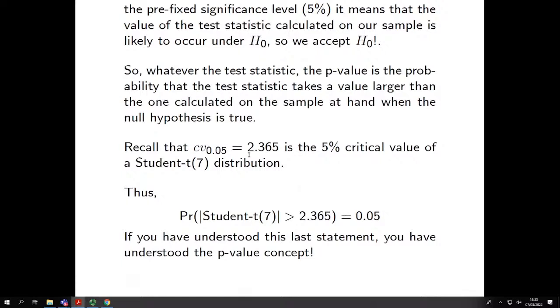For instance, just as an exercise, recall that the critical value in a student t with 7 degrees of freedom is 2.36, okay? Now, if you understood the concept of p-value, if you take the probability that a student t with 7 degrees of freedom is larger than 2.36, this will be exactly 5%.